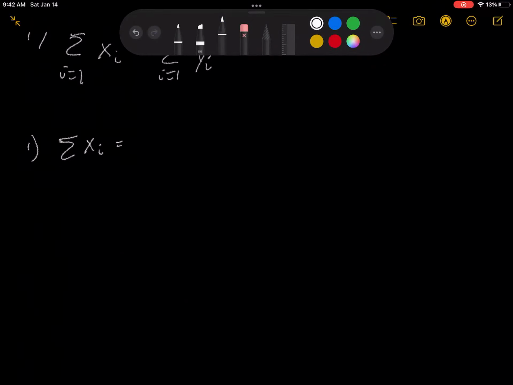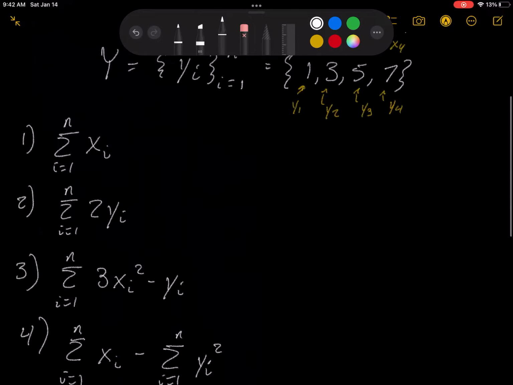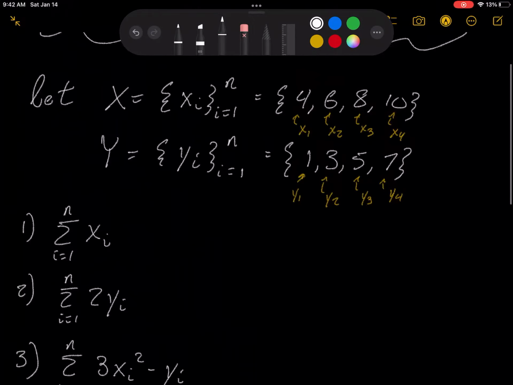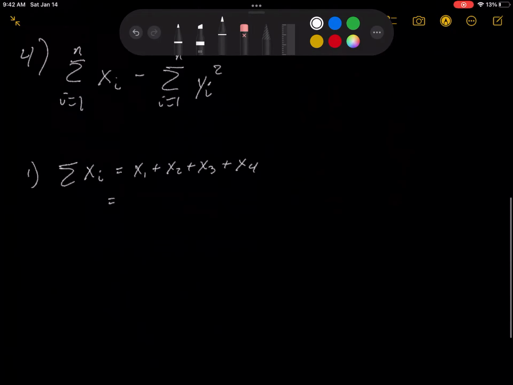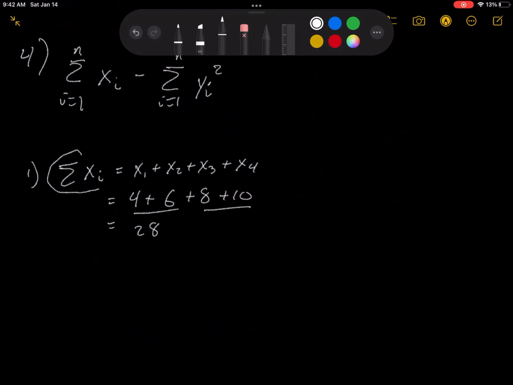Right, so this is x1 plus x2 plus x3 plus x4. And that is, where's my data? My x's are 4, 6, 8, and 10. So this will be 4 plus 6 plus 8 plus 10. What does that give me? That gives me 10. That gives me 18. So in total, I have 28. So the value of this sum is equal to 28.